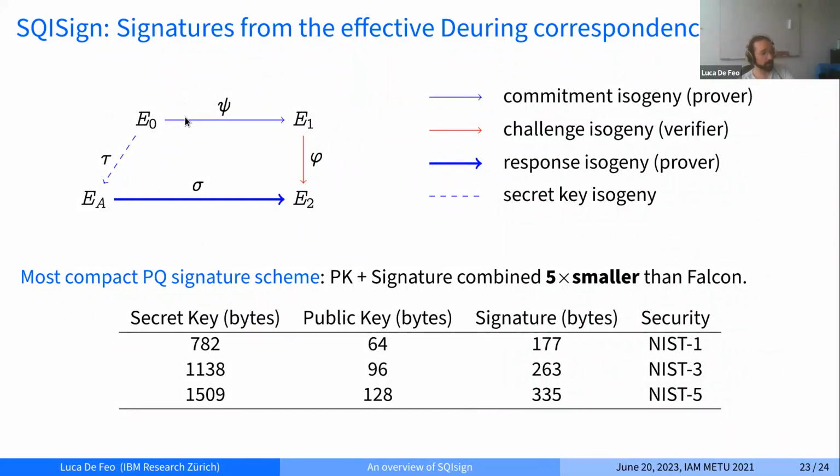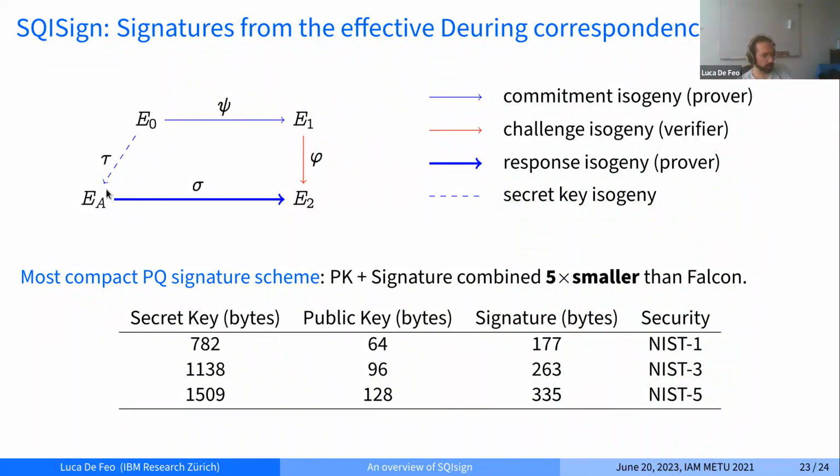The way SQIsign is set up is like this. We have an elliptic curve E0, which is a special supersingular curve on which everyone knows the endomorphism ring. This elliptic curve always exists. This is where we always start. We always need to start from some supersingular curve of known endomorphism ring. For example, you can take the elliptic curve y squared equals x cubed plus x, the example that I gave a few slides before.